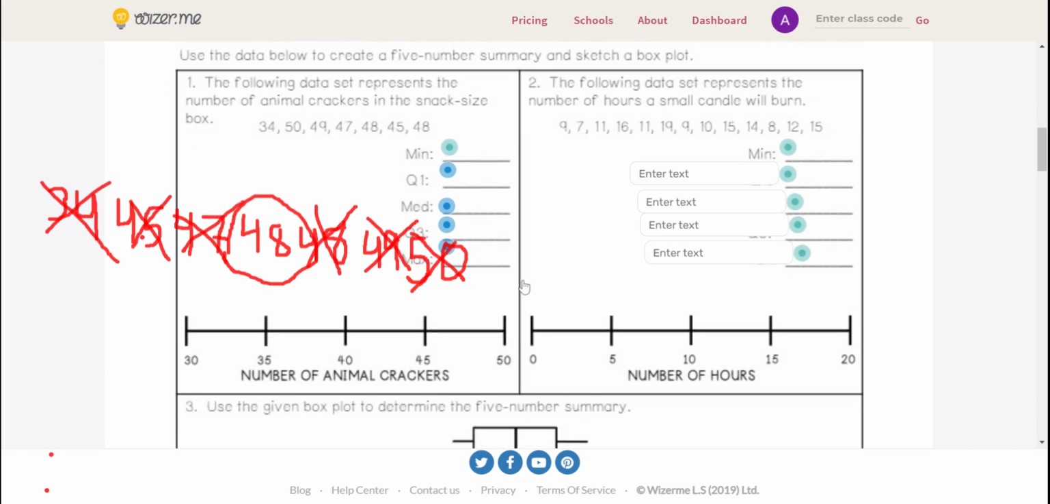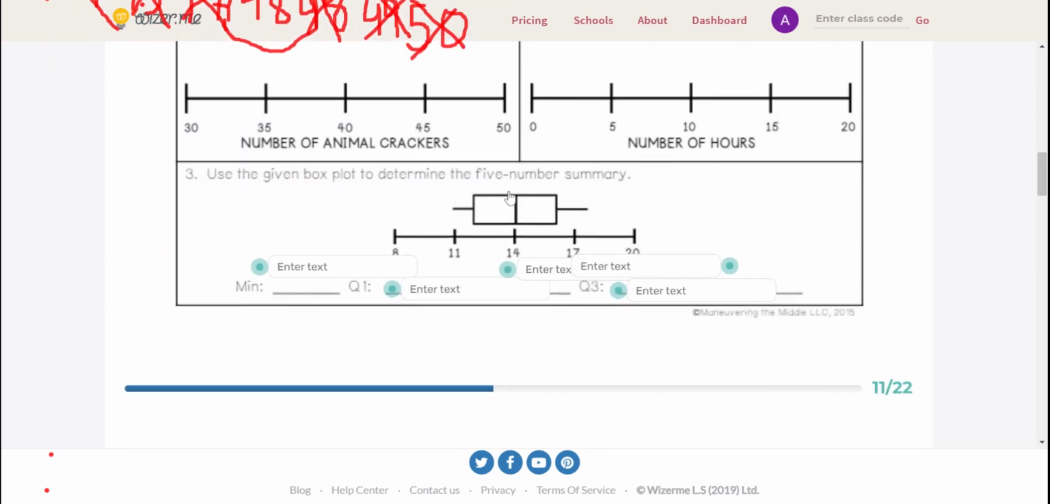Minimum number is your lowest number in your data set. So in this set of data, I'm just looking and I see that the lowest number is 7. My max number is my highest number, and it looks like in this set it would be 19. Okay, and then like I said, line them up from least to greatest to find that Q1, Q3, and your median.